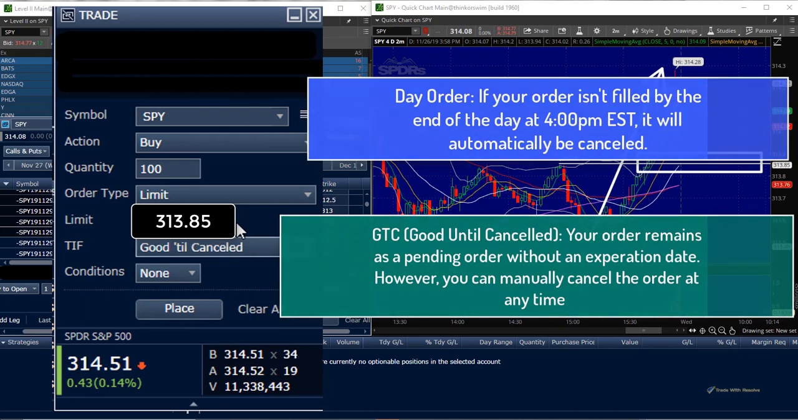Again, a day order is canceled if it is not filled by the end of the trading day, which is 4 p.m. Eastern Standard Time. So the system will automatically cancel that order for you if the order isn't filled. With the GTC order or good till canceled order, the order has no expiration date and it will remain as a pending order until your order is filled or you manually cancel the order.